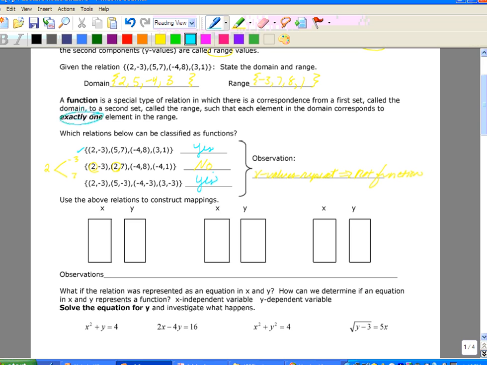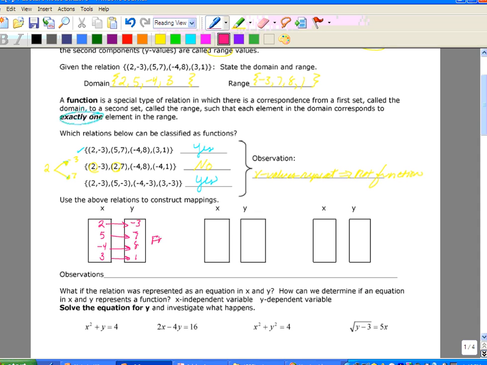Sometimes these relationships can be set up as mappings, as you'll see below. We can take these and list out the x's and the y's and just show with a series of arrows what the relationships look like. So it might be better if you're a visual learner to see it this way. So let me go ahead and set up these relationships. For the first relation, we have a 2, 5, -4, 3. And then the y values are such, and the mapping shows one x going to one y.